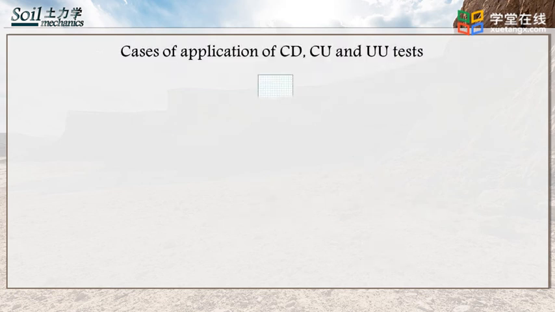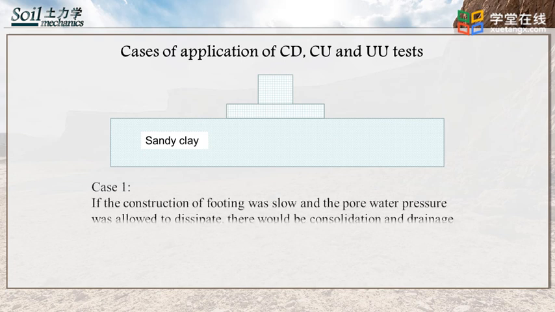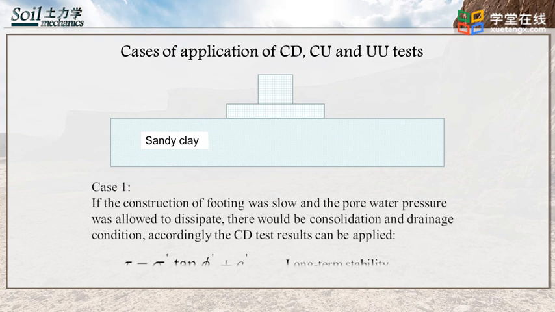Considering the construction of a footing, we may use different triaxial tests under different conditions, mainly the consolidation condition and the drainage condition. If the construction was slow and the pore water pressure was allowed to dissipate, there would be consolidation and drainage condition. Accordingly, the CD test results can be applied.